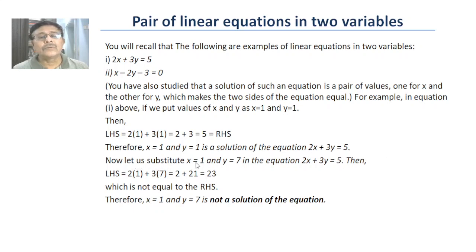Now let us substitute x = 1 and y = 7 in that same equation. Then the LHS will be 2 into 1 plus 3 into 7, that is equal to 23, which is not equal to the RHS. Therefore, x = 1 and y = 7 is not a solution to the equation.